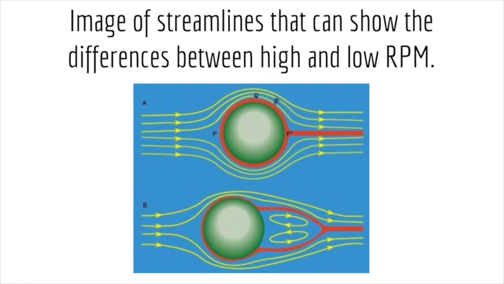Here's an image of streamlines that can show the differences between high and low RPM. At picture A, we can see that in low RPM, the boundary layer still remains attached to the cylinder. And in picture B, in high RPM, we can see that the boundary layer gets detached and then vortices are generated.